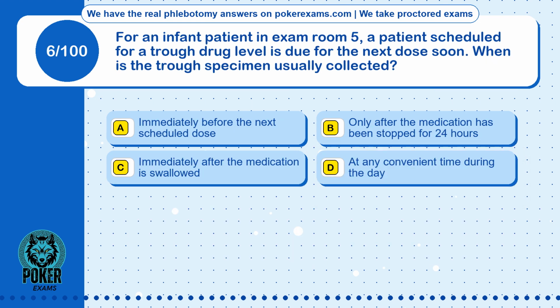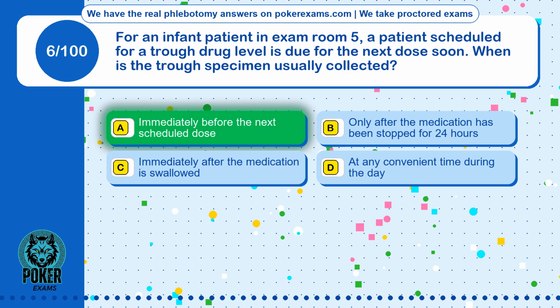Question 6. For an infant patient in exam room 5, a patient scheduled for a trough drug level is due for the next dose soon. When is the trough specimen usually collected? Option A, immediately before the next scheduled dose. Option B, only after the medication has been stopped for 24 hours. Option C, immediately after the medication is swallowed. Option D, at any convenient time during the day.